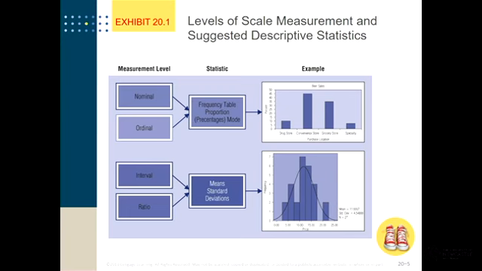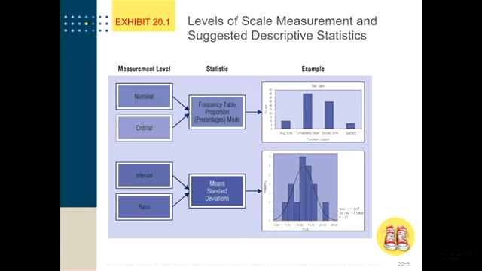So probably you understand that when you have a nominal and ordinal variable, you are using a histogram. And when you have an interval or ratio variable, you are using a histogram as well as mean and standard deviation. So these examples actually imply that descriptive techniques, those are suitable for lower scale variables.